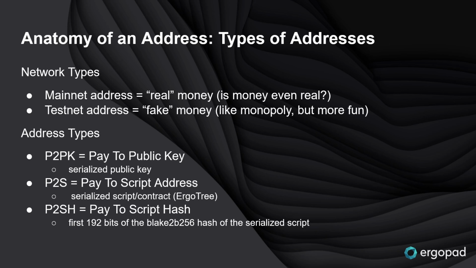And in the same way that we can have different addresses based on network type, there's also different addresses based on the content, or what the address represents. The most common one is a pay-to-public key. When you create your wallet, that address type is a pay-to-public key address. If you're a developer writing your own Ergo script contracts, the address that gets created based on that contract is what's called the pay-to-script address. And we also have a pay-to-script hash, but this is less commonly used.